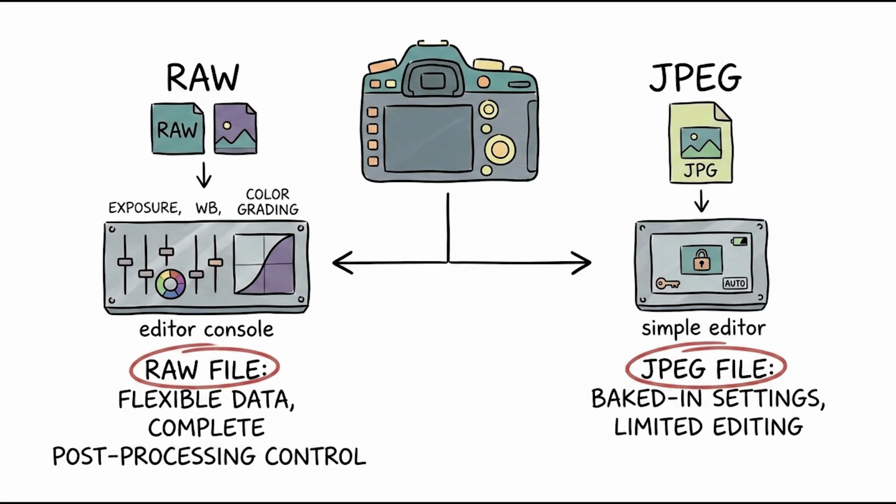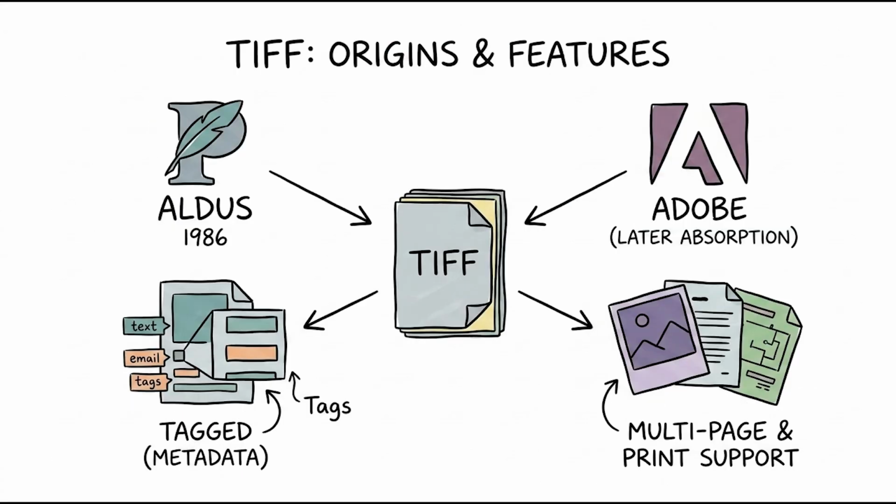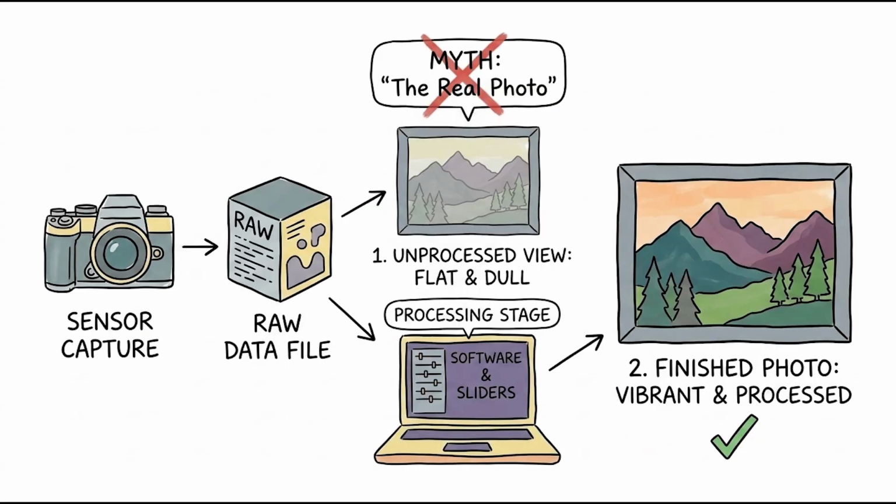Shoot RAW if you seriously edit your work. Shoot JPEG if you want something ready to post immediately. The common myth is that RAW files are the real photo. They're actually just sensor data. Without processing, they look intentionally flat and dull. The magic happens in the edit.